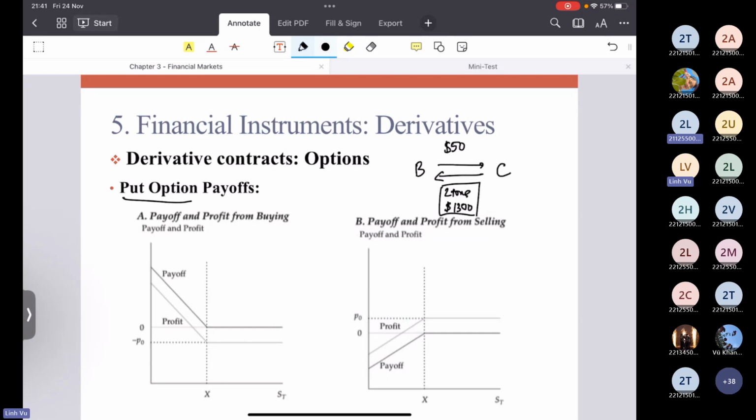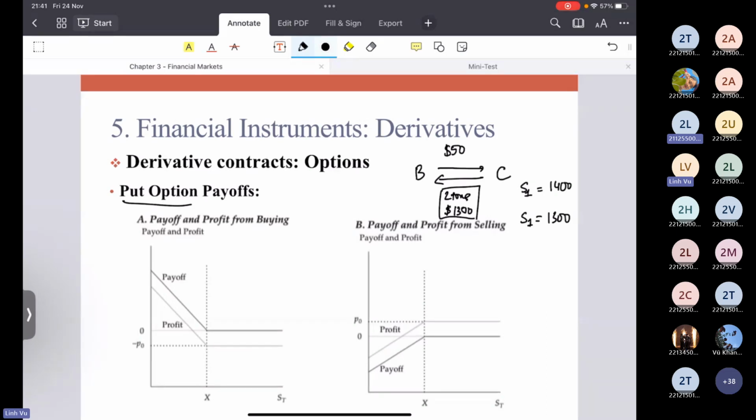Okay, and you can assume 3 situations. The first one is when the market price is greater than the exercise price, so let's say the market price is 1,400. The second situation is when the spot price and the strike price are equal, so 1,300 and 1,300. The third situation is when the market price is lower than the strike price, so $1,050. So what is the payoff and the profit for each party in each case? Please do it at home and try to draw the graph like this.